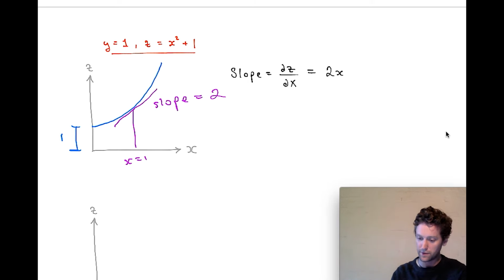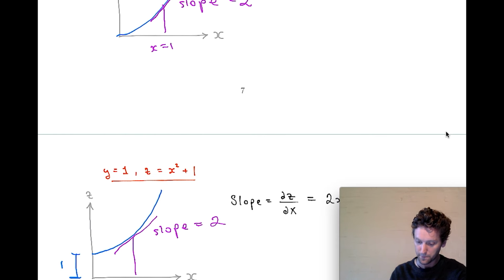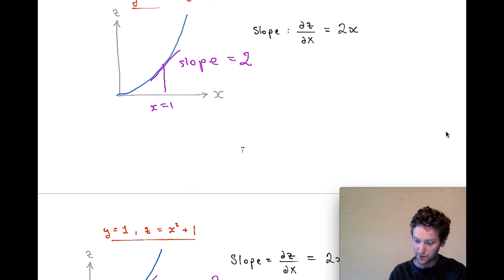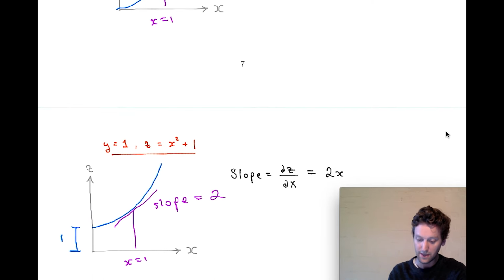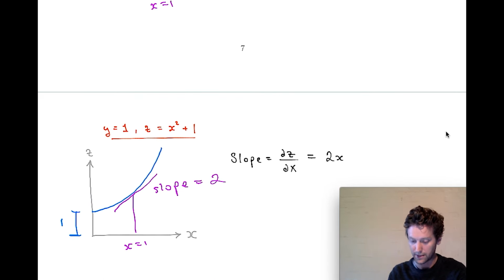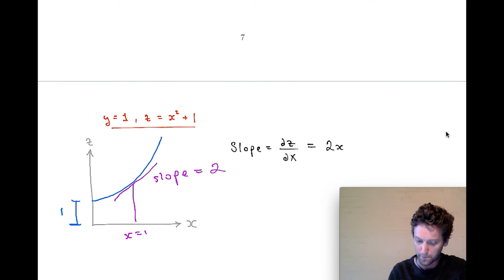So you notice that in both of these examples that I've given here, I've ended up with the same expression for the slope. dz/dx is equal to 2x, and the same value of the slope at a particular value of x. And that's when I've taken y is equal to 0 or y is equal to 1. In each of these cases, I just substituted in a constant value of y, and that didn't affect the derivative, so it didn't affect the slope. That's the key point here about partial derivatives. If I treat a variable like a constant, it can't affect the slope.